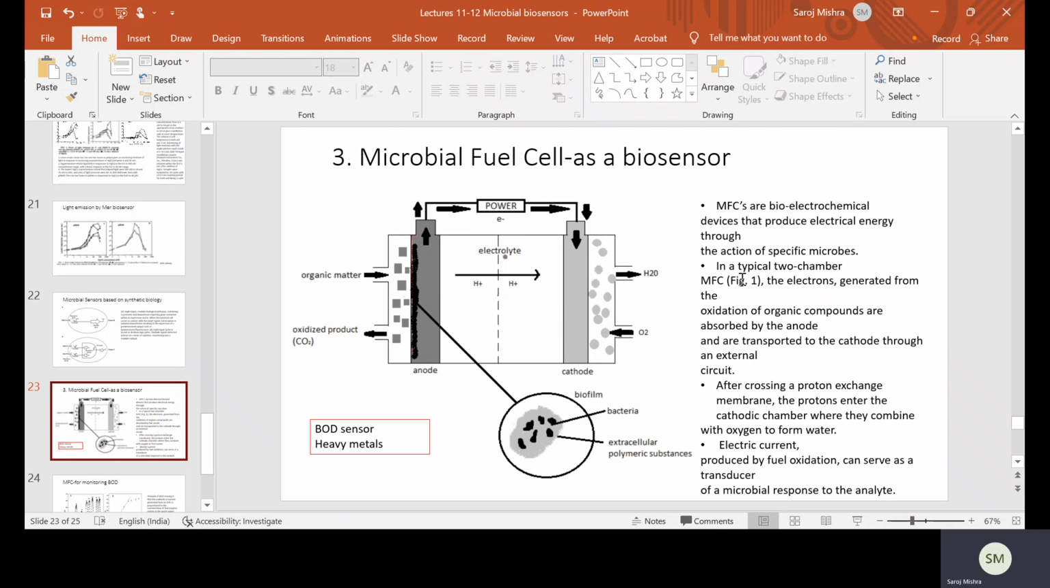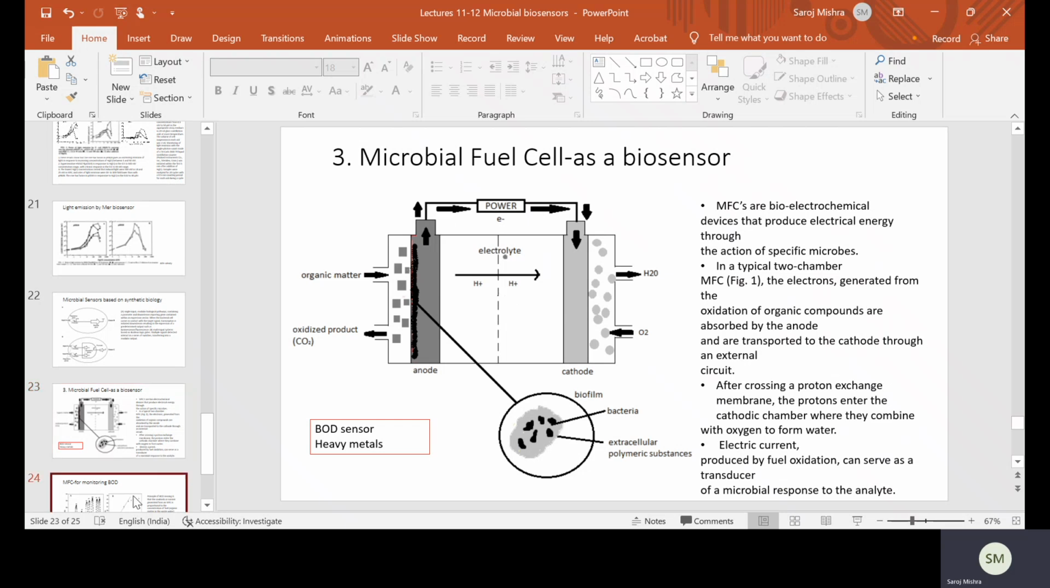So in a typical two-chamber MFC, in a microbial fuel cell, like I said, the electrons which are generated right here are accepted by the anode and transported to the cathode through an external circuit, and the proton exchange, like you see here, occurs. The electric current produced by fuel oxidation can serve as a transducer. So that is how the microbial fuel cell works.